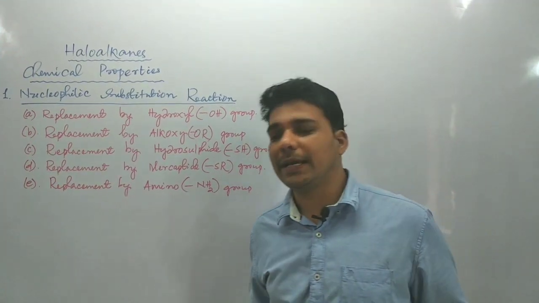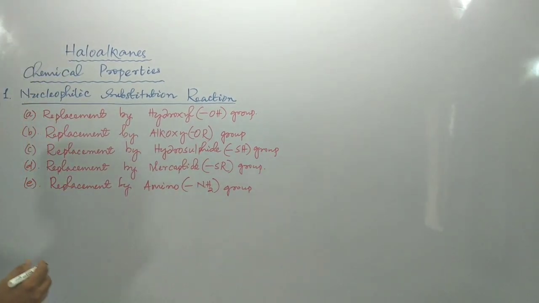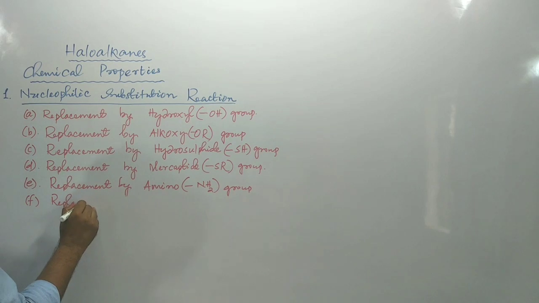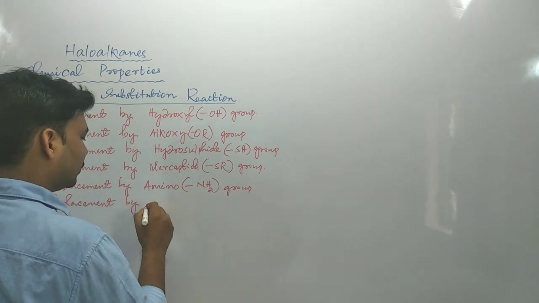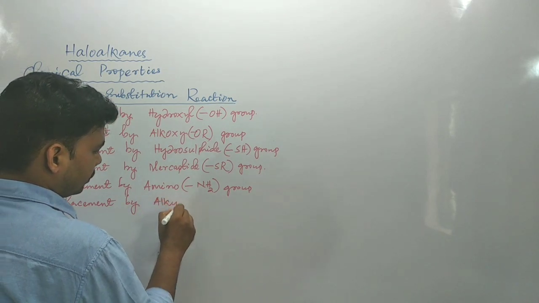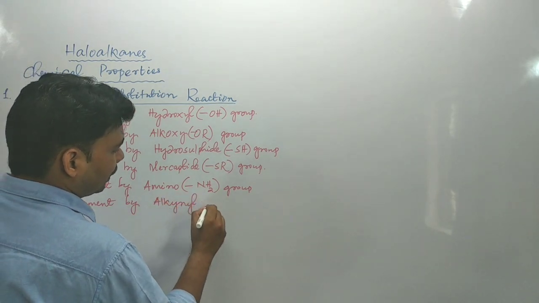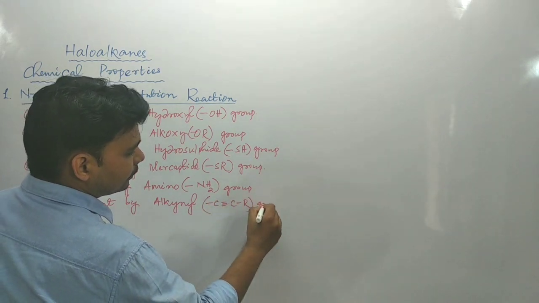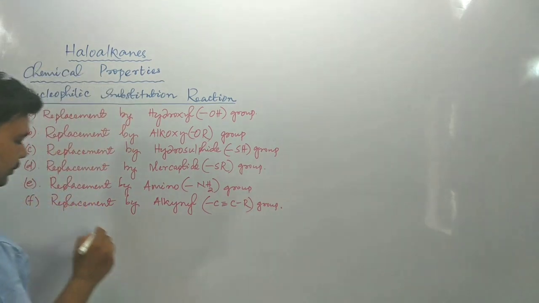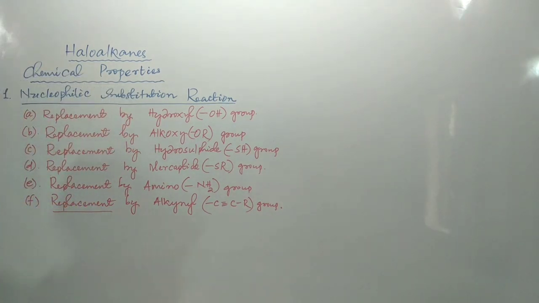Next, let us find another example of nucleophilic substitution reaction. The next reaction is replacement by alkynyl group. Alkynyl, C triple bond CR. Let me write the chemical reaction first. This is your alkyl halide substrate.